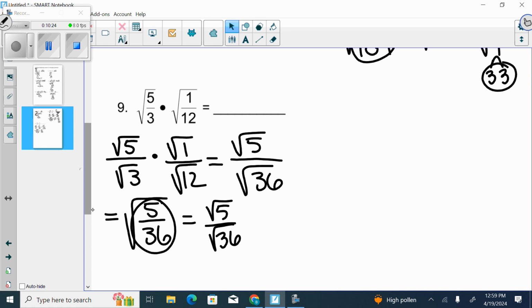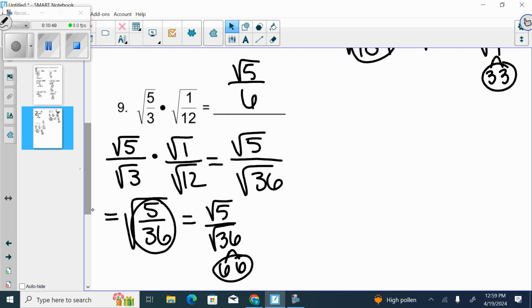Can I split 5 into anything that's going to make any pairs? No. Okay, so the 5 has to stay square root of 5. What about the 36? 6 and 6. So that's a pair. So it gets to come out, right? So this is over 6. Were there any leftovers? No.